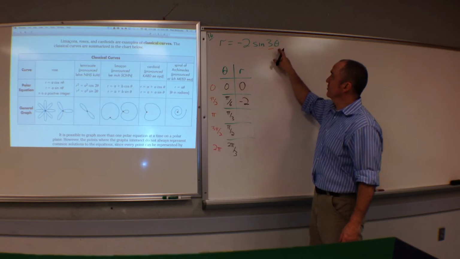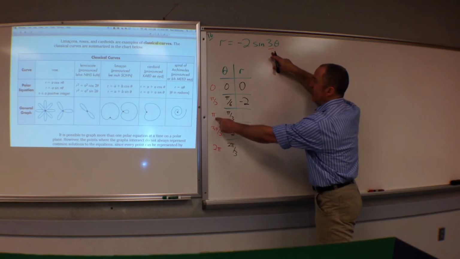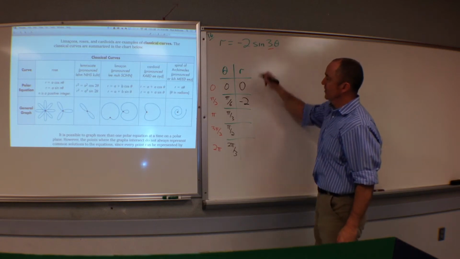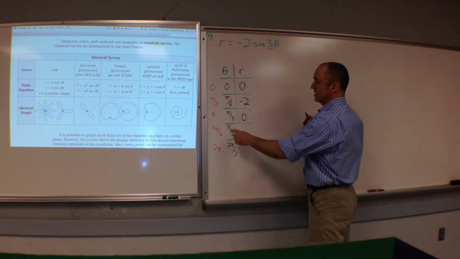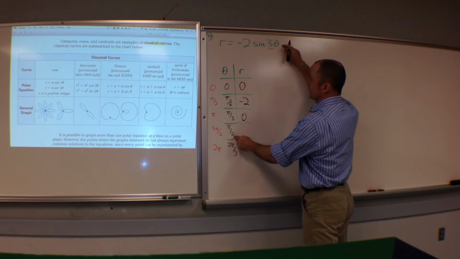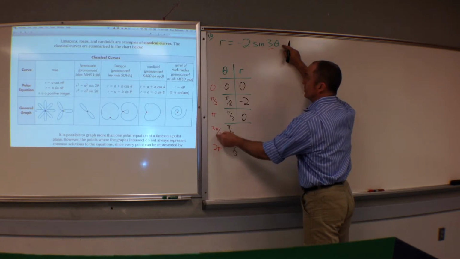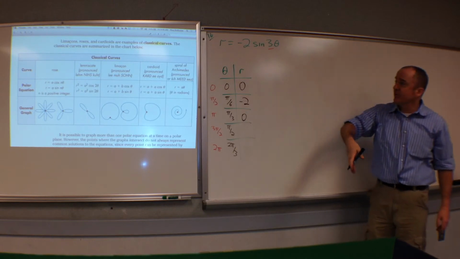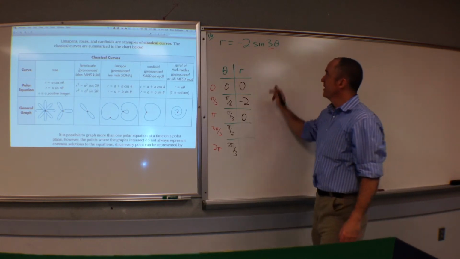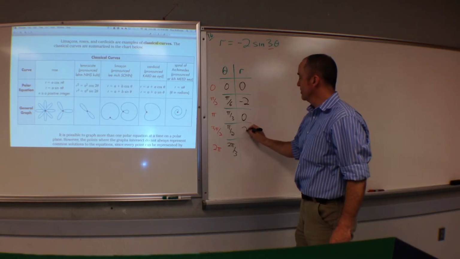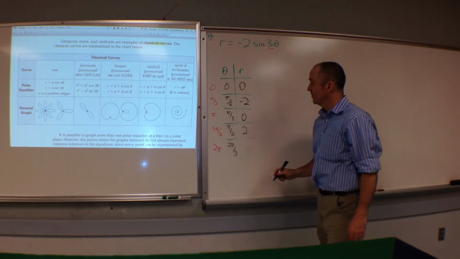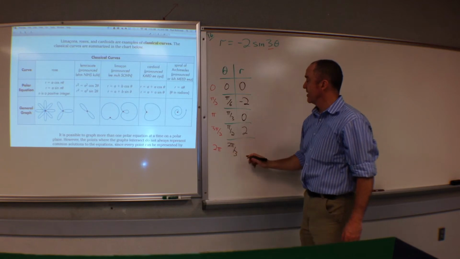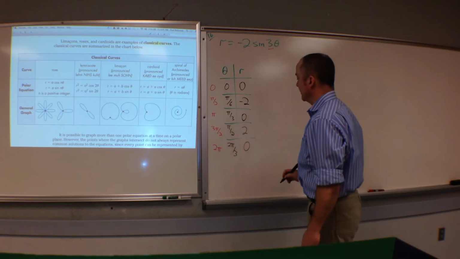Put pi over 3 in for theta. Triple it, it's like putting pi in for theta. What's the sine of pi? 0. Put pi over 2 in, it gets tripled to 3 pi over 2. Sine of 3 pi over 2, 270 degrees, as far south as you can go. Negative 1. Negative 1 times negative 2 is positive 2. And we put 2 pi over 3 in, we triple it, we get 2 pi, we get 0 again.